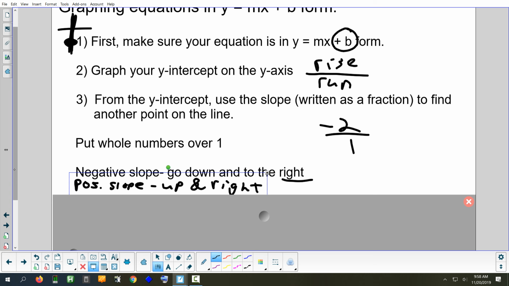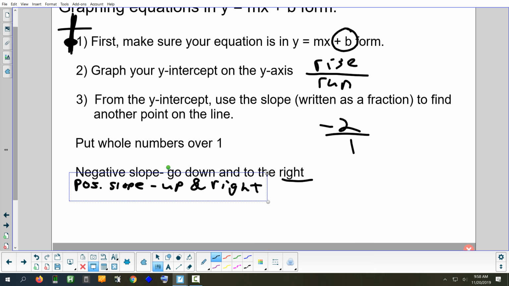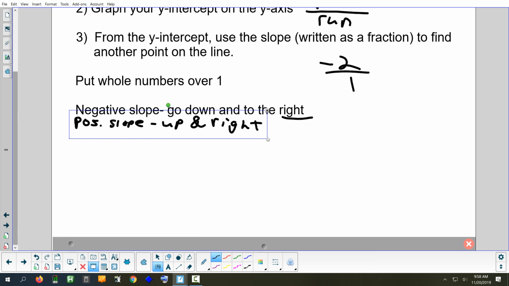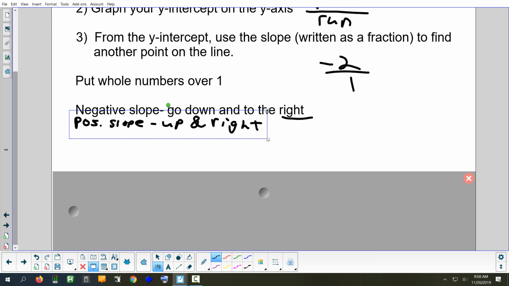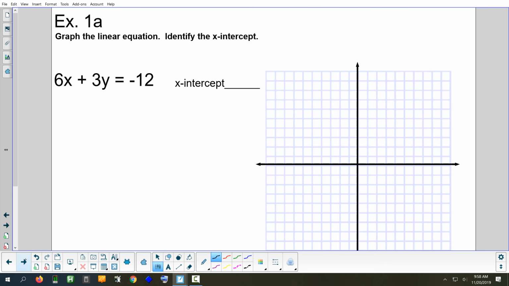Only time I won't go right, like I've already said, is if I'm on the edge of my paper and I don't have any room. But if I don't have any room, that probably means I didn't plan my graph well. I put it too close to the edge. I should have moved it over a little bit. Okay. Any questions on that? Okay, let's look at this one.